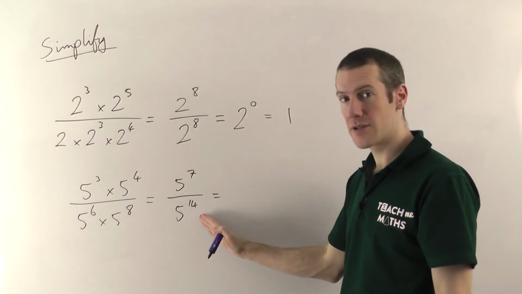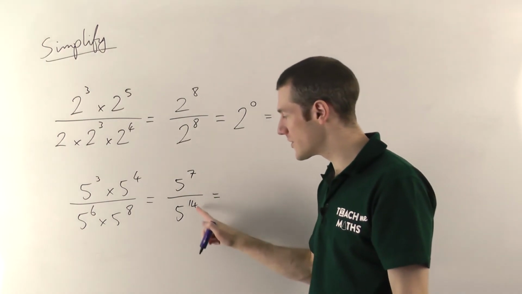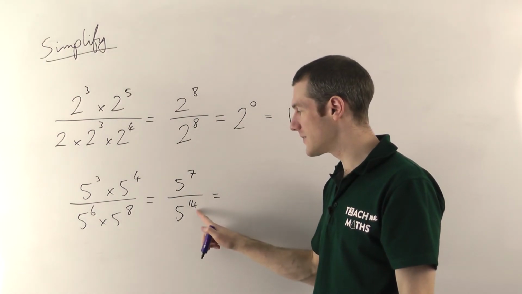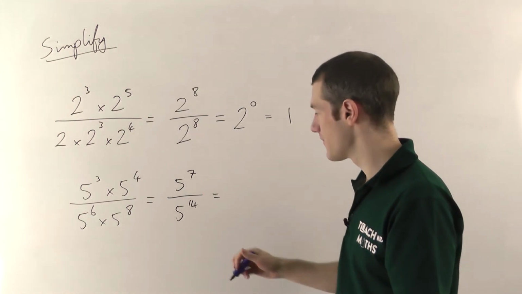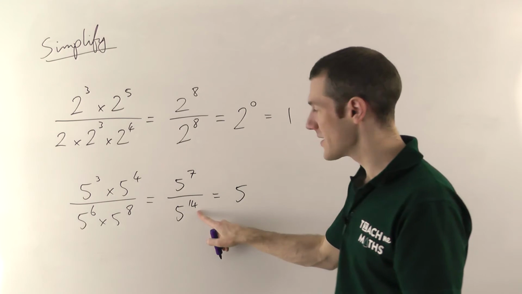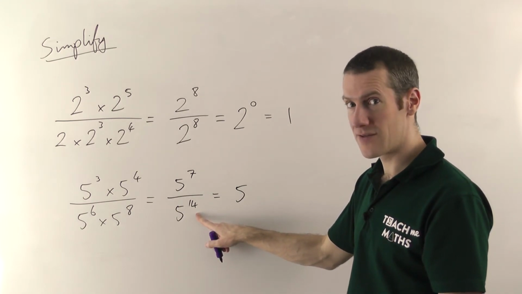Now we subtract the powers. Now you must always start with the first one and subtract the second one. So it's 7 minus 14. It's not 14 minus 7. You must start with the 7. So 7 minus 14, we've got to work with negative numbers here.